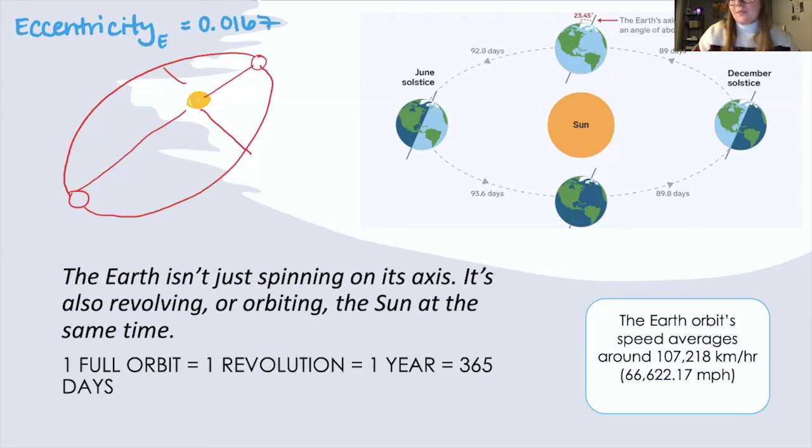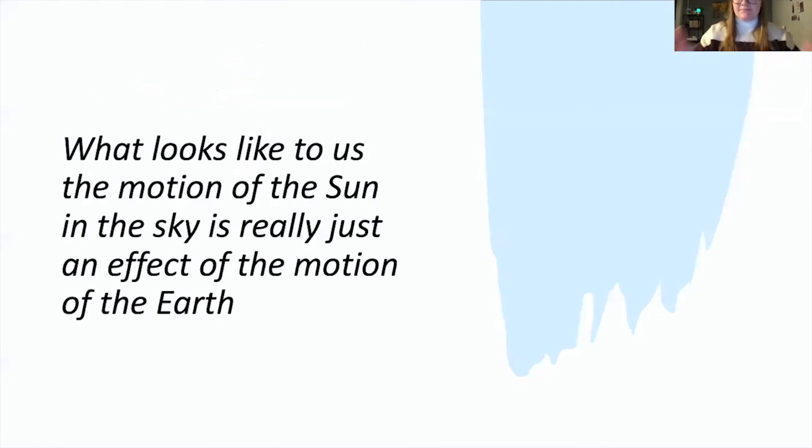I think it's also faster than Earth's escape velocity, which means you need to go a certain speed in order to escape Earth's gravity, so you can get out into space and move on your own, which is really cool. So in general, what looks like to us the motion of the sun in the sky is really just an effect of the motion of the Earth.